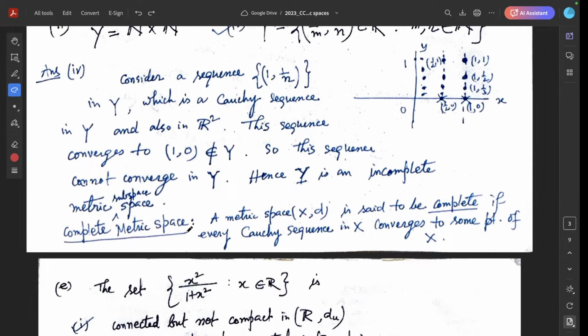And for the complete metric subspace, note that a metric space (X, d) is said to be complete if every Cauchy sequence in X converges to some point of X.